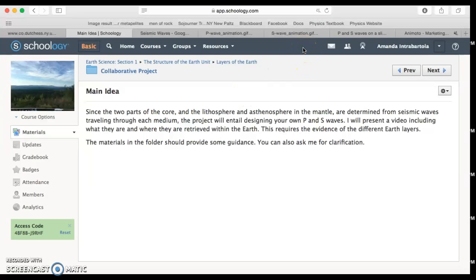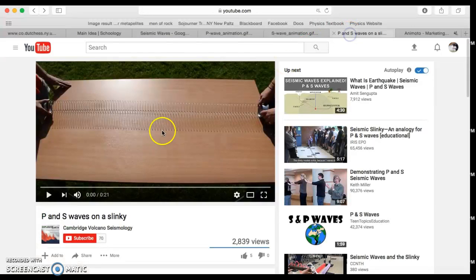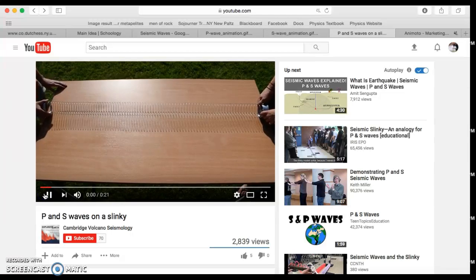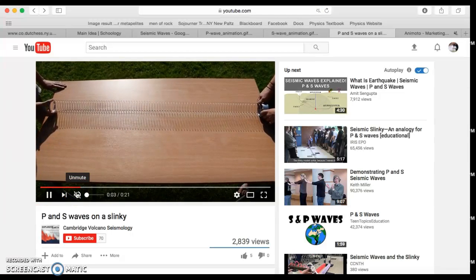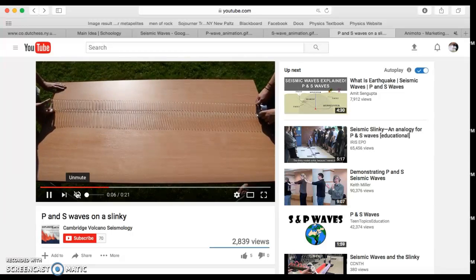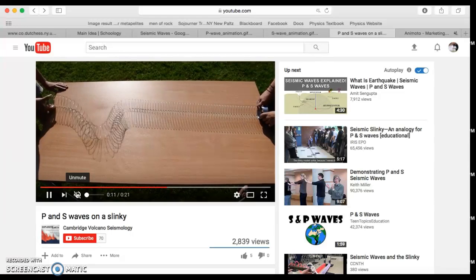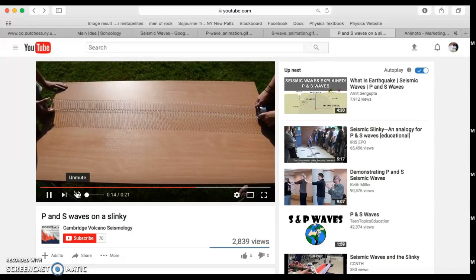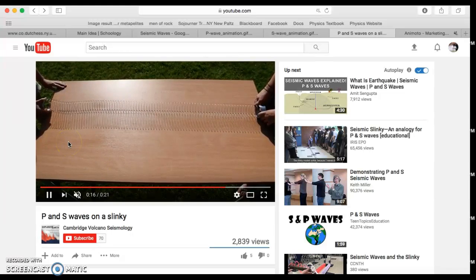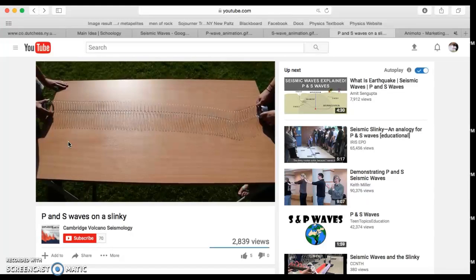So this is an example of an experiment. I prefer using slinkies. I think that they really get the motion. So there will be slinkies provided to you in class, and I'm going to show you an example. So this is a P wave. They're going to do it again, and it just travels along the direction of motion. Now that's an S wave. It's perpendicular to motion. It looks like an ocean wave. S wave.